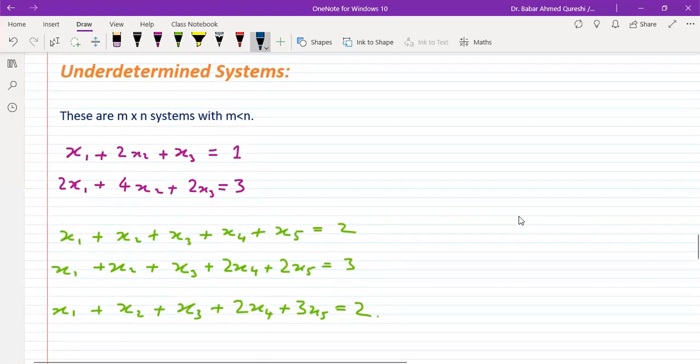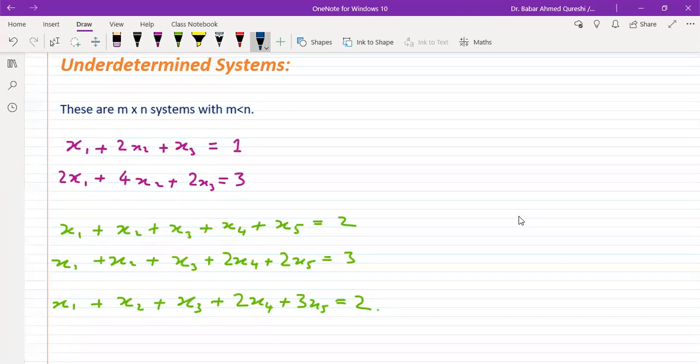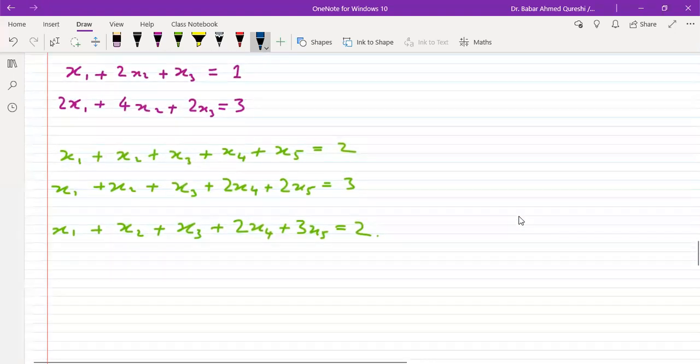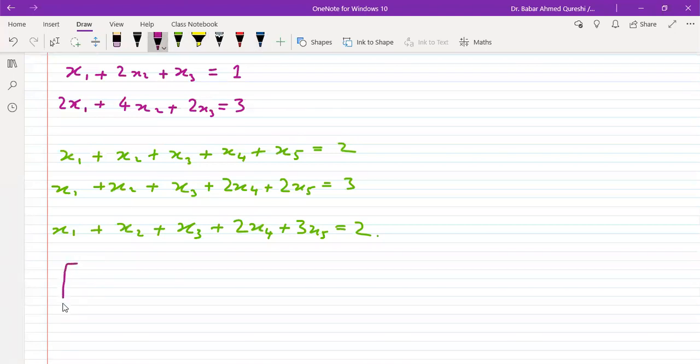Now the underdetermined systems just have less conditions than the variables. So this time, this is a short practice because it's going to be very easy to solve them. Let me try to solve both of these.